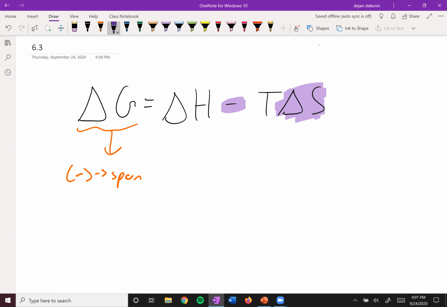So if we want this delta G to be negative, right, we actually want this delta S to be positive, because when it multiplies by this negative, it'll give us a negative number. And of course, temperature here is in Kelvin, so it cannot be negative. And so we want this to overall be positive in order to favor the reaction occurring.